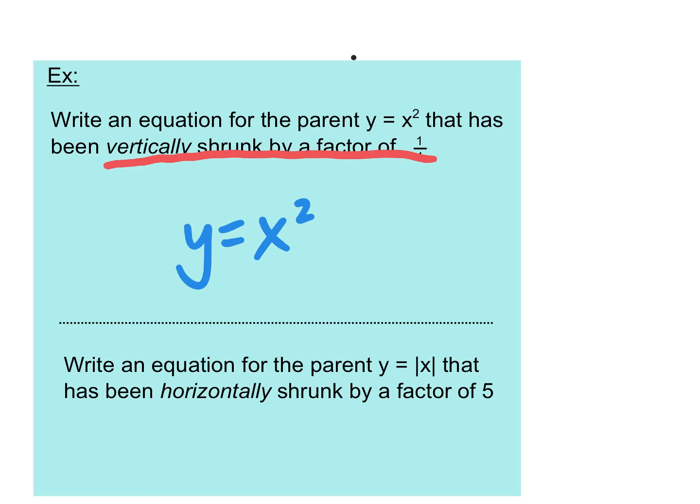Okay, you should have put a 1/4 right in front. Why in front? Why not inside with the x? Why not put a parenthesis around the x and put it inside? Because it's a vertical. And verticals are on the outside.